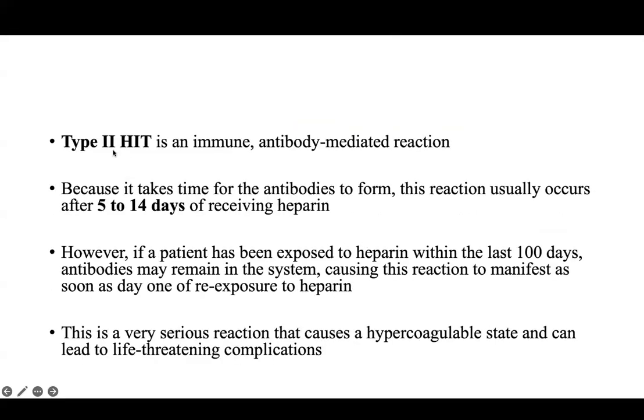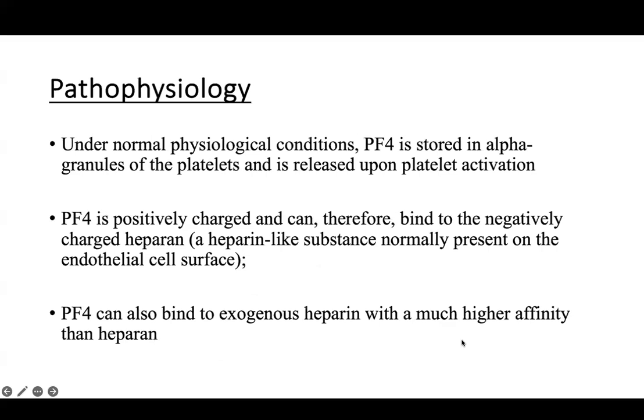So as I said, type 2 HIT is an immune antibody-mediated reaction, usually occurring on day 5 to 14 of receiving heparin. However, if a patient has been exposed to heparin within the last 100 days, antibodies may remain in the system, causing this reaction to manifest as soon as day 1 of re-exposure to heparin. So that means that if a patient has been exposed to heparin in the last 100 days, and is exposed to heparin again now, he may develop type 2 HIT on day 1 itself rather than on day 5 to 14. This is a very serious reaction that causes a hypercoagulable state and can lead to life-threatening complications. How it causes the hypercoagulable state, we will be discussing later.